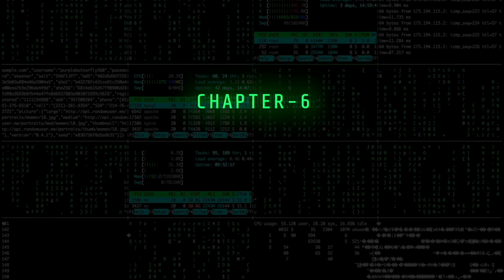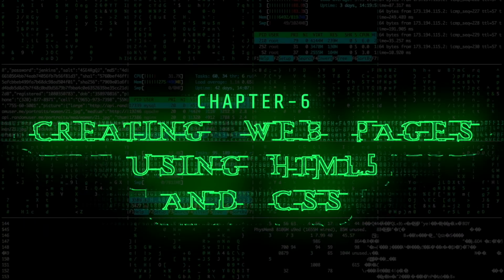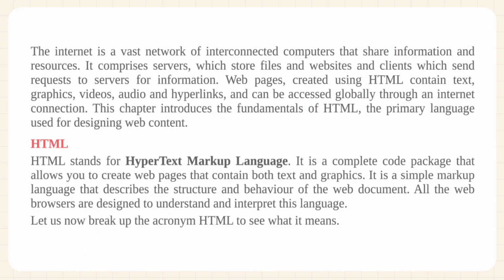Chapter 6: Creating Web Pages Using HTML5 and CSS. The Internet is a vast network of interconnected computers that share information and resources. It comprises servers, which store files and websites, and clients, which send requests to servers for information.